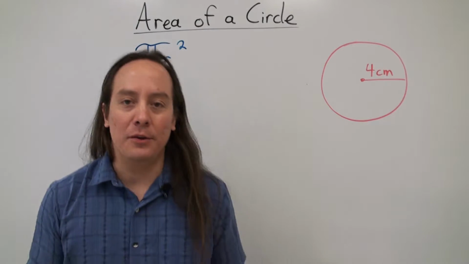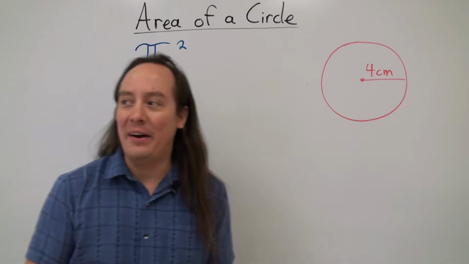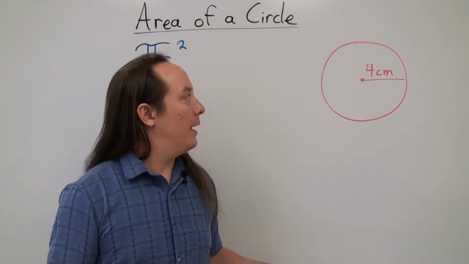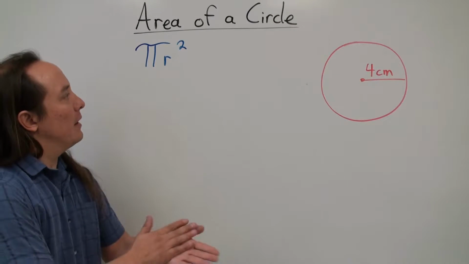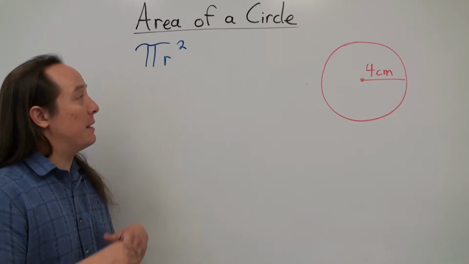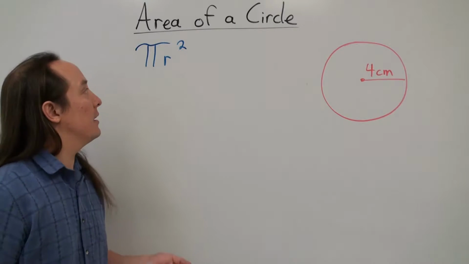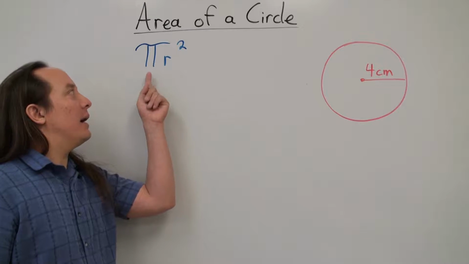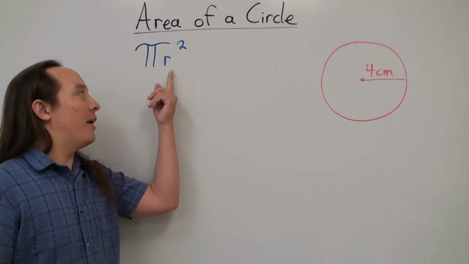Okay, we're going to do our first example of the area of a circle. Here's our circle, all right? And okay, let's look at the formula first though. So the area of a circle, it's always going to be the same formula, and that formula is pi r squared.